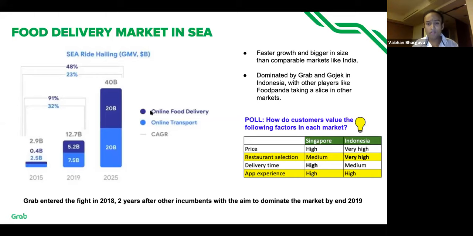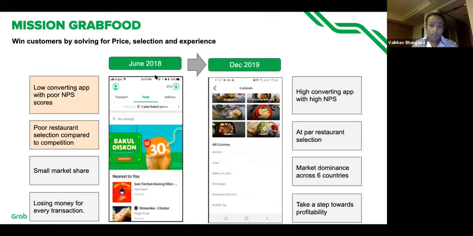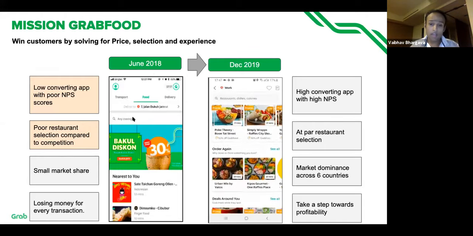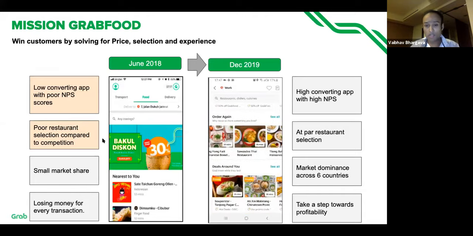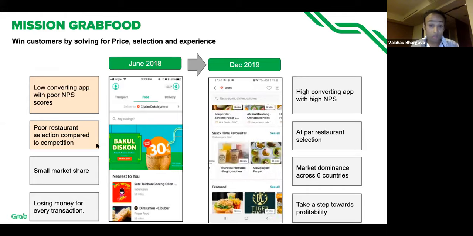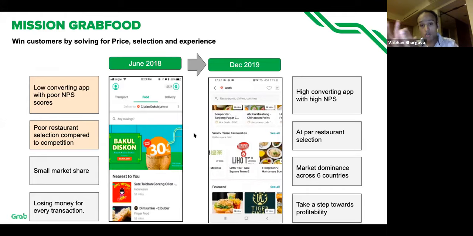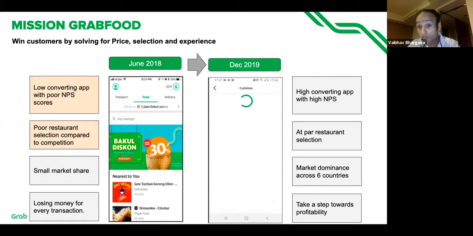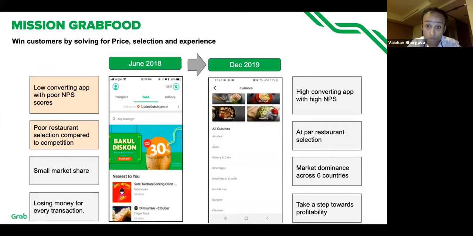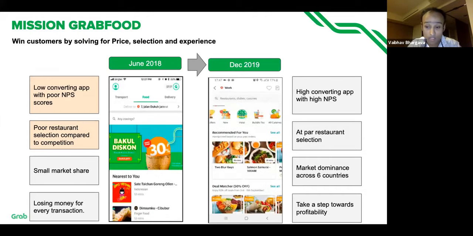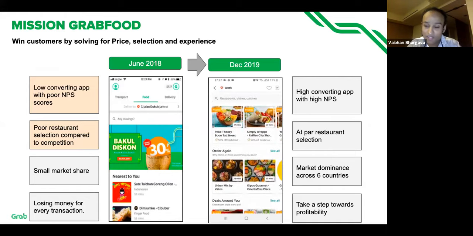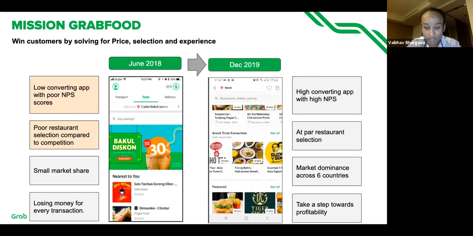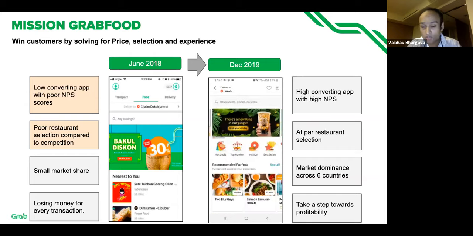So if I were to summarize the challenge, it is this. You're here in June 2018 somewhere. You have an app which is pretty basic. It's low converting. You have a very small market share. You have a poor restaurant selection. You lose money. You need to reach a point where you're a high converting app. You have great restaurant selection. You probably become a market leader. That was a goal given to our team. In fact, some of my colleagues are on the call, and they will remember the kind of pressure we had in that time, and also take a step towards profitability.